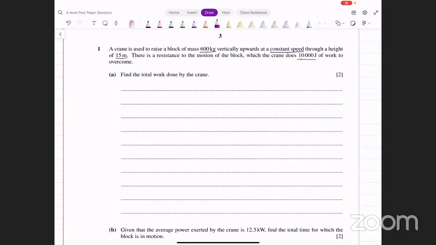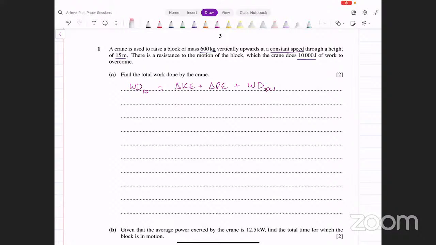So if you think about it, we can actually use the work energy principle here. We could say work done by the driving force, that is equal to change in kinetic energy plus the change in potential energy plus the work done against resistance. Now, what do we know about here? We know what the values of all of these things are.